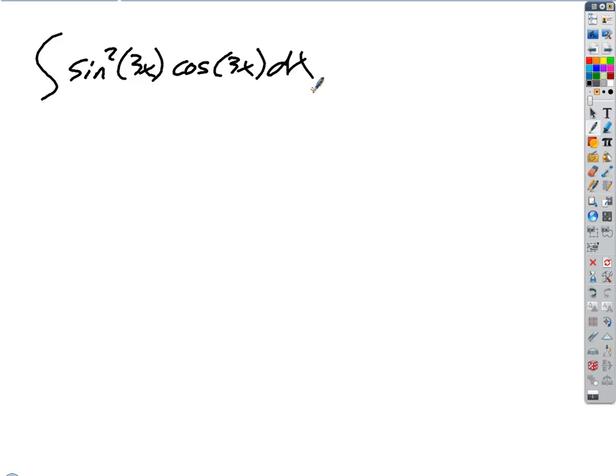Okay, what about this one? Oh gosh. 3x. Okay, let's try 3x. Good. We're going to learn something important from this one too. So let's make the substitution u equals 3x. So what's du? 3dx.